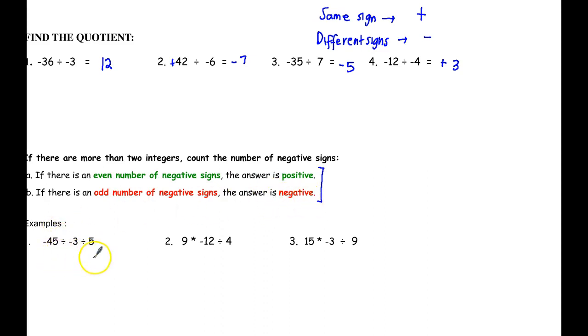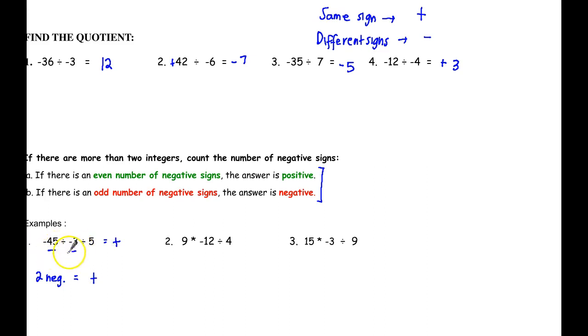So let's have an example here. So you have 3 integers here. So you're going to work from left to right. So first, let's figure out the sign. Let's count how many negatives we have. So this is a negative, so that's 1. And this is another negative, so that's 2. So we have 2 negatives. So that's even. So that means the sign of your answer here would be positive.